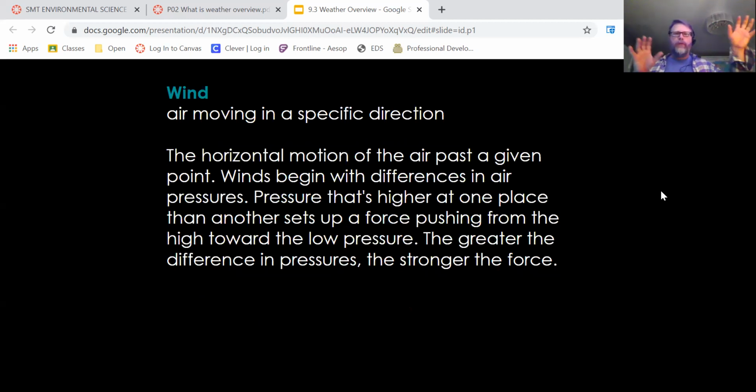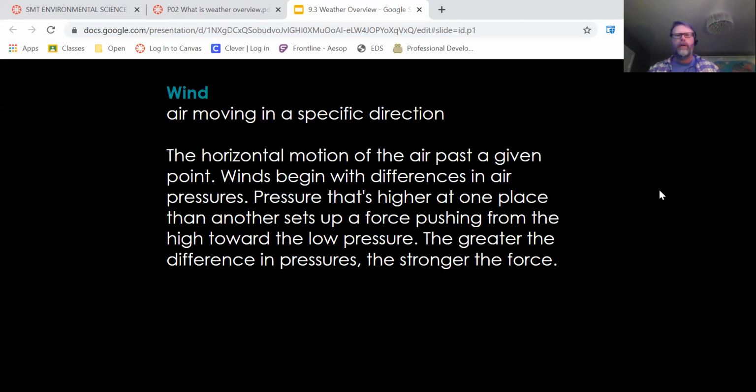So we have these different pressure systems, and that's going to create wind. Wind is just the air moving in a specific direction, but it has to be horizontal. If we have air moving up and down, those are air columns, and that's something different. The horizontal motion is the wind. And the wind begins with differences in air pressure. So we have high pressure in one place, low pressure somewhere else. The air is going to try to move from the high pressure to the low pressure, and that's when we experience the wind.